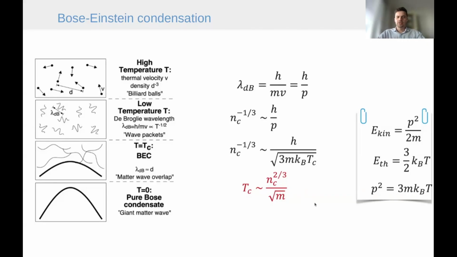So it means that the higher the density of particles, the higher the critical temperature. But also, if we have lower mass of particles, we also can increase the temperature. So the best conditions for condensation, or for having a high temperature of the condensation transition, is to have a dense gas of particles with low mass.